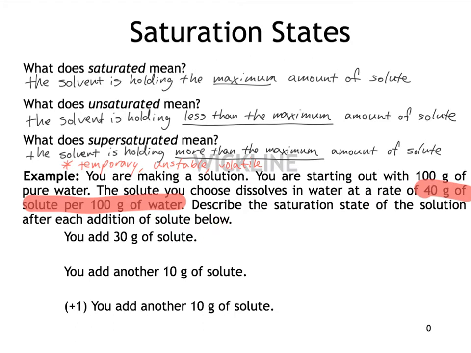So if I had 30 grams of solute, you probably understand that it's under 40, which is our maximum amount. So that means that we have an unsaturated solution. Remember that I can hold up to 40, so let's add another 10. And if I do that, the solution would be saturated. It's holding as much as it can. But here's the tricky one. If I add another 10 grams of solute, what state would the solution be in? Would it be supersaturated or would it be saturated?